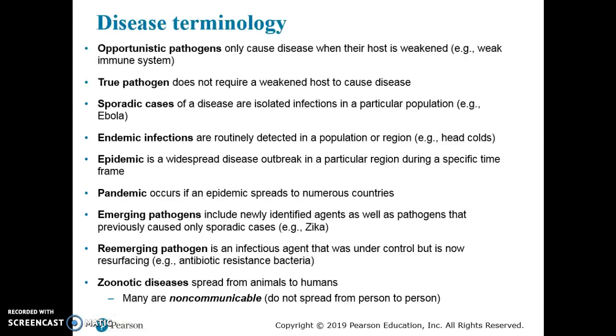Rabies is probably the most well-known zoonotic disease. But even influenza can be zoonotic. It can be passed from an animal, a duck or a pig, into humans, even though it's also communicable, meaning it can get passed from person to person. Diseases that are non-communicable do not spread from person to person.